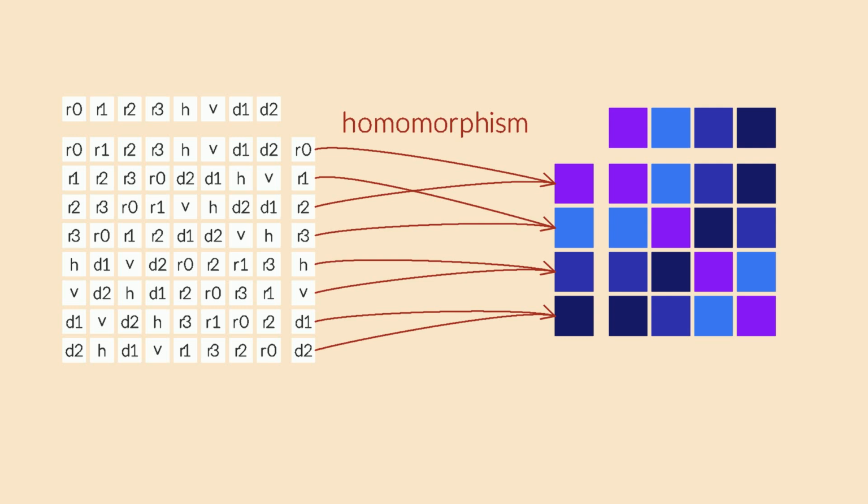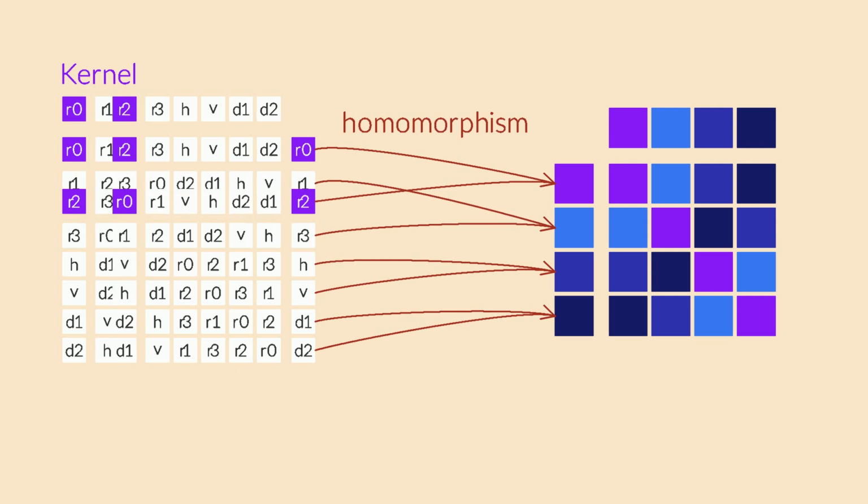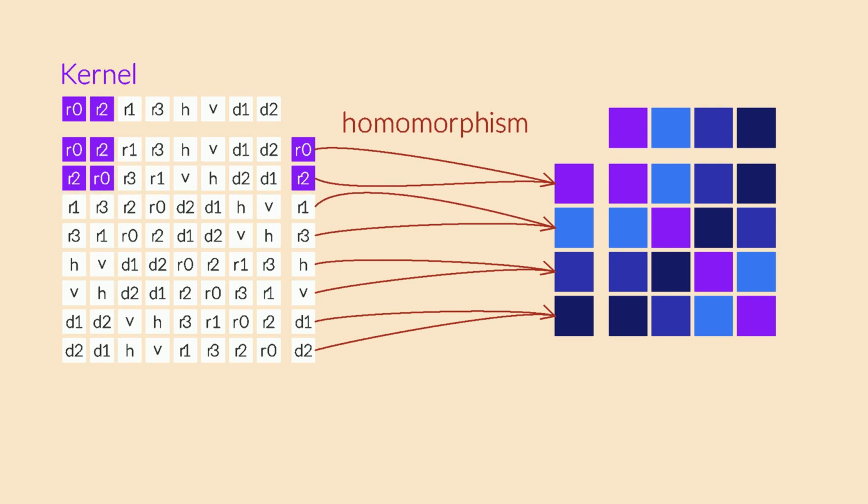Now look at all the elements on the left that get mapped to the neutral purple color. This is called the kernel of the morphism. The kernel is defined as the subset of elements that are mapped to the neutral element on the other side. Surprise, surprise! This kernel is a subgroup. I'm giving only one example here, but it works in general. The kernel of a homomorphism is always a subgroup.